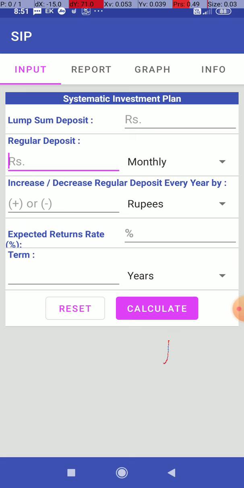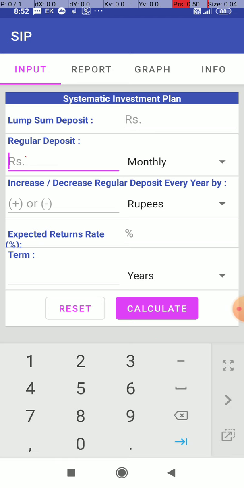Now here in this method, I'm assuming that your monthly income is 1 lakh rupees. And I'm assuming that 10% you are able to save every month. So if your monthly income is 1 lakh rupees, the 10% of that will be 10,000. So I'm going to put a value of 10,000 in this. So you can see that I put 10,000 in this.